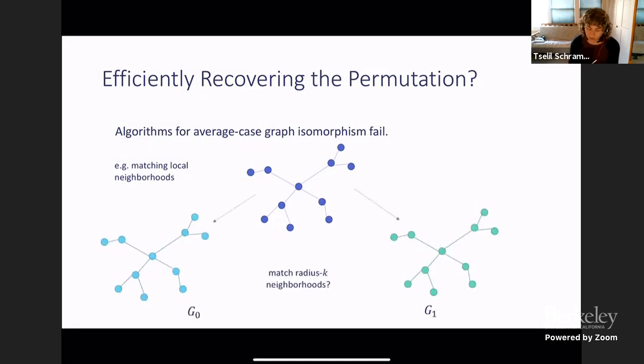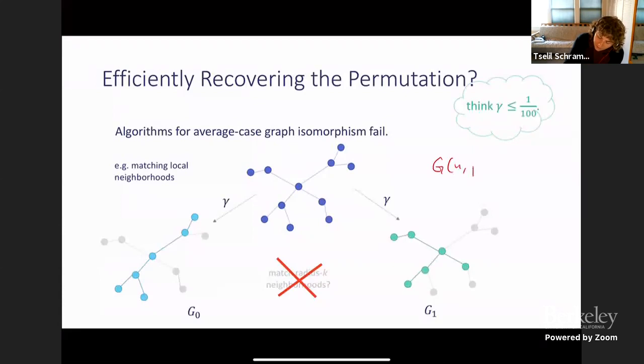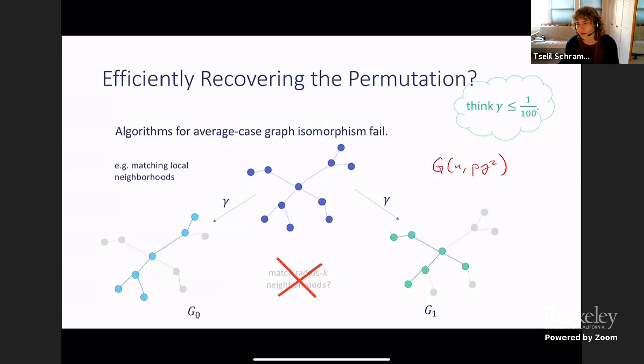So what you could hope to do is the same sort of thing, right? Like you could hope to take vertices and then match some radius k neighborhoods. But because we're applying such a high level of noise, the correlation between these neighborhoods won't really be so high. So the local neighborhoods of the vertices really change. You can think of having an identical G(n, p gamma squared), and then adding p times enough edges to get p gamma to each of the copies. Then you can see that the local neighborhoods won't look so similar in the two copies anymore. So this type of algorithm doesn't seem like it's going to work.